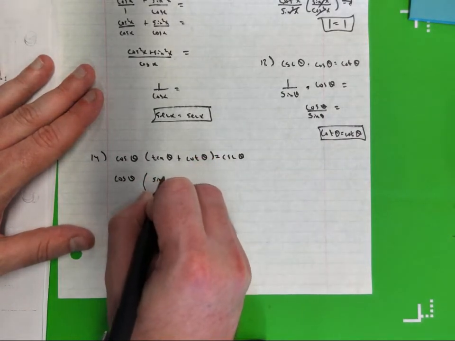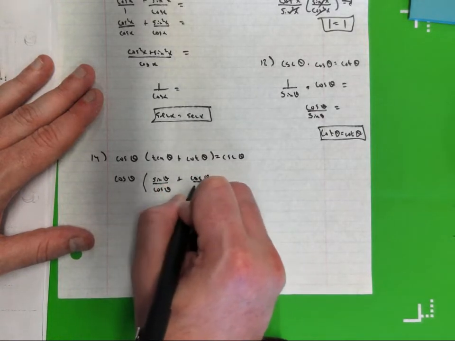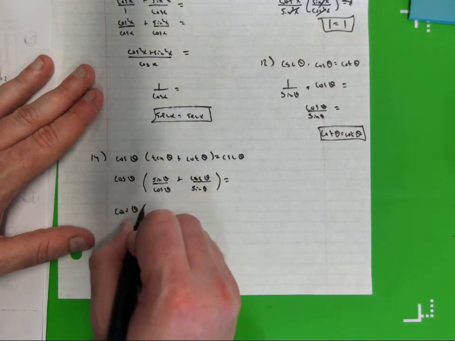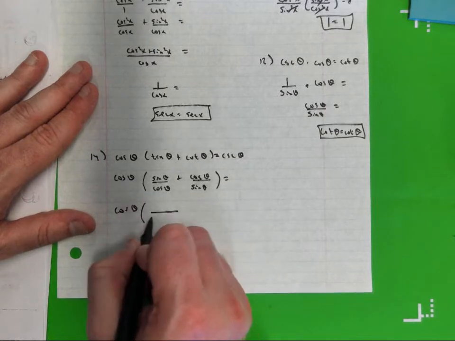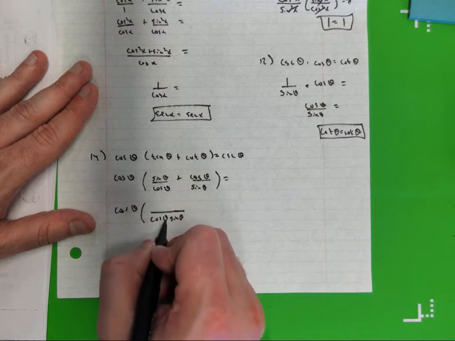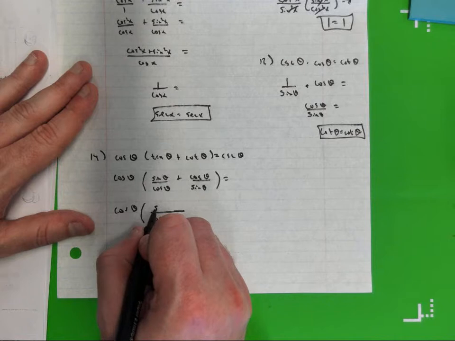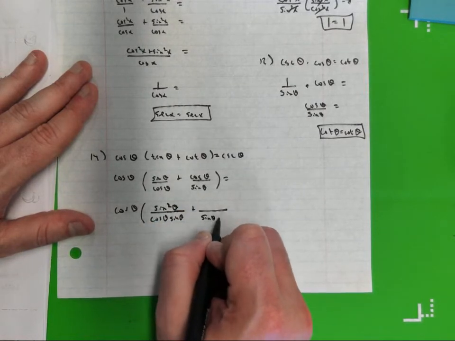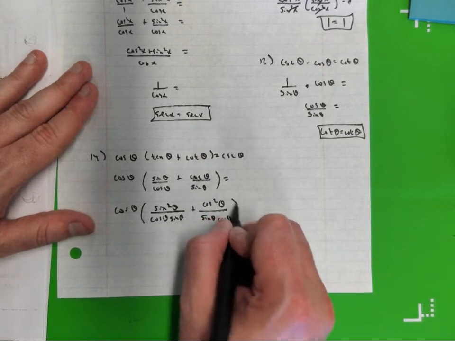Tangent is sine over cosine. Cotangent is cosine over sine. Now I have fractions. I need to find the common denominator. The common denominator between cosine and sine will be cosine sine. If I multiply this by sine to get the denominator, I'll multiply the numerator. Sine times sine is sine squared. Over here, I'm missing a cosine, so I'll multiply the numerator by cosine, which is cosine squared.